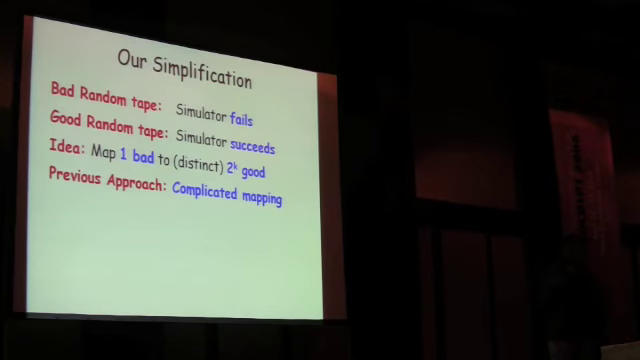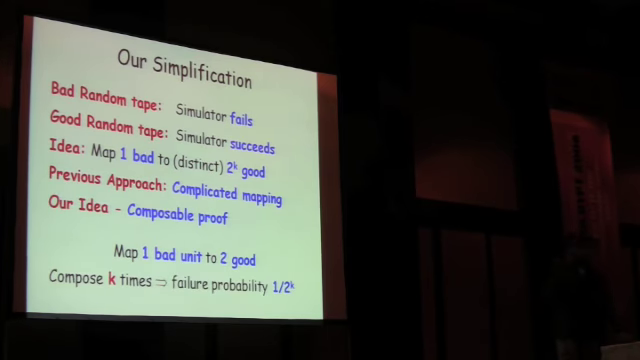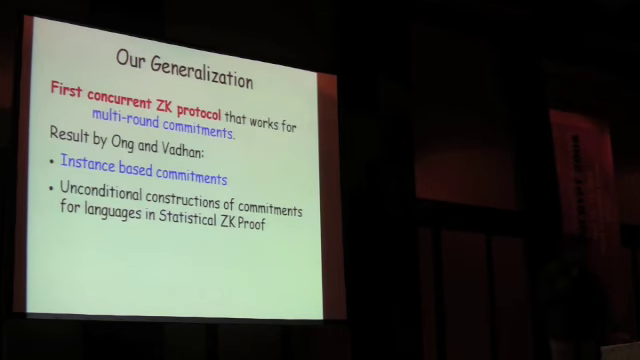But in their general approach, it's a bit complicated to show this mapping. So our first simplification here is that we give a composable kind of proof where we map one bad unit to just 2 good units. Then we show that if you repeat this proof k times, you get 2^k good tapes, and that's why we get the failure probability to be 1 over 2^k. And finally, our generalization is that our proof works even for multi-round commitments as opposed to just 2-round commitments.